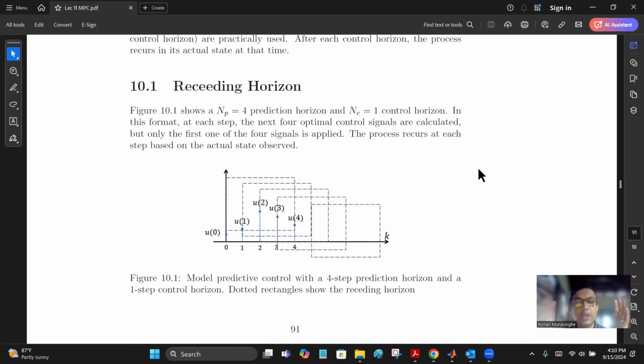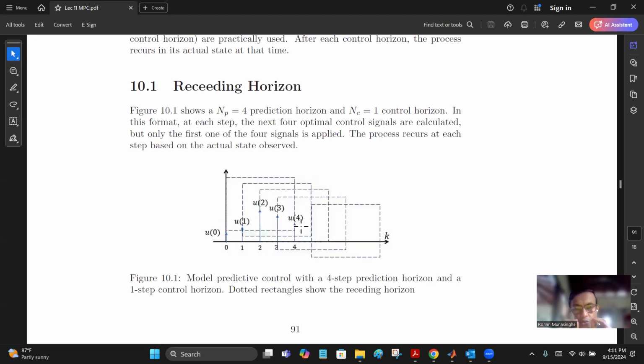Now here you can see these rectangular windows, rectangles actually. If you take the first one, 1, 2, 3, 4 steps into the future, so we see only 4 steps into the future in this particular case, and then do whatever sort of optimization you want, and calculate the control sequence. You can see it over here: U0, U1, U2, U3, U4. You calculate all of these things.